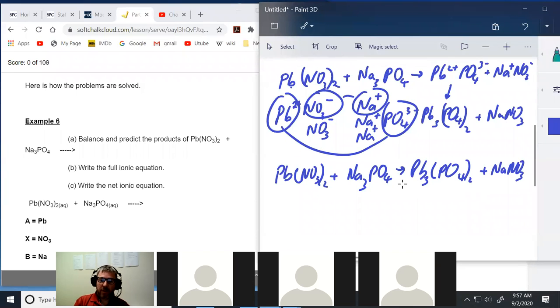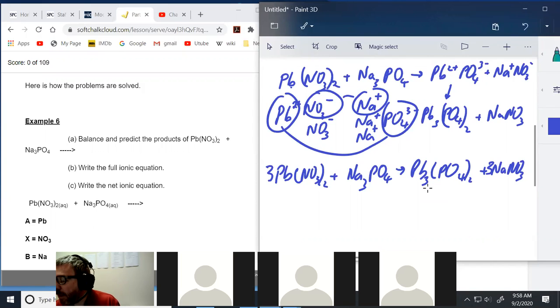Okay. So I've got 3 leads over here, so I need to put a 3 in front of the Pb(NO3) over here. I've got Na3PO4, so I need a 3 in front of the NaNO3. I'm going to leave the 3 there for now. But over here, yeah, that balances my sodiums.